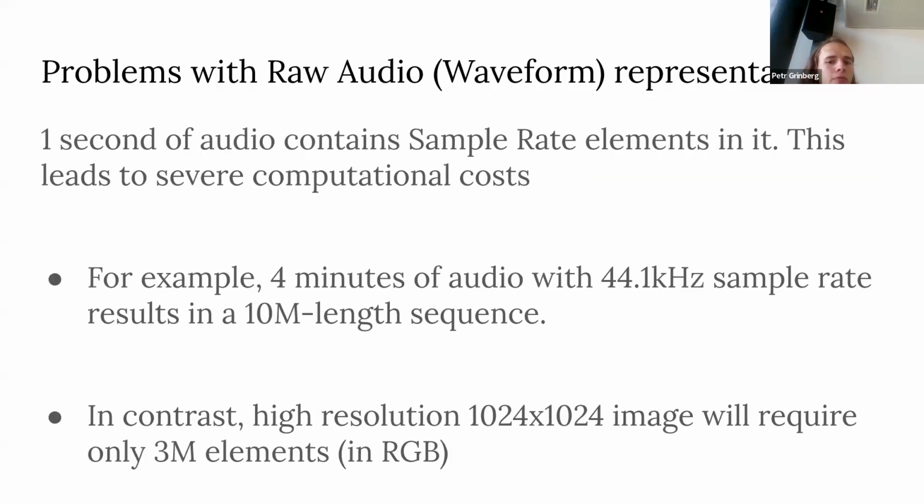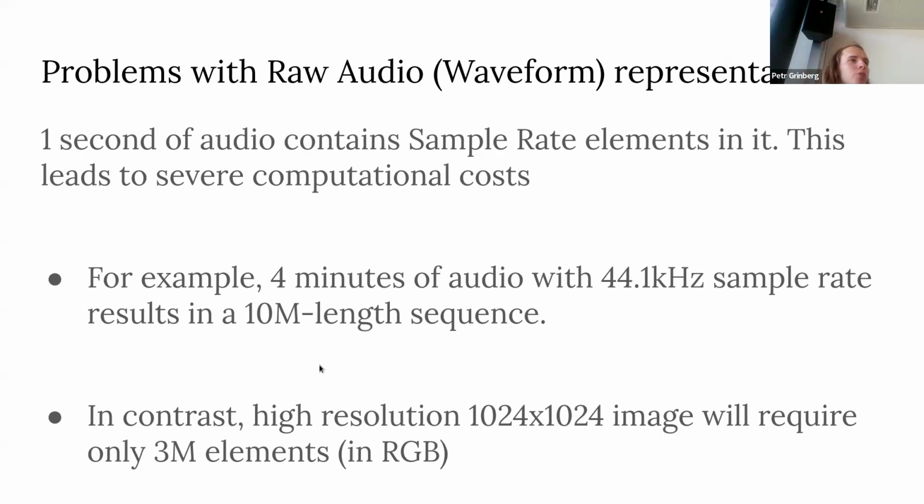When we work with a waveform or raw audio, there are several problems. The first one is that 1 second of audio contains sample rate elements in it. And if you have a high sample rate, when we work with music, for example, which usually has 44 kilohertz, so 44,000 hertz sample rate, if you want to store 4 minutes of audio, like one song, it will be a sequence of length more than 10 million elements.